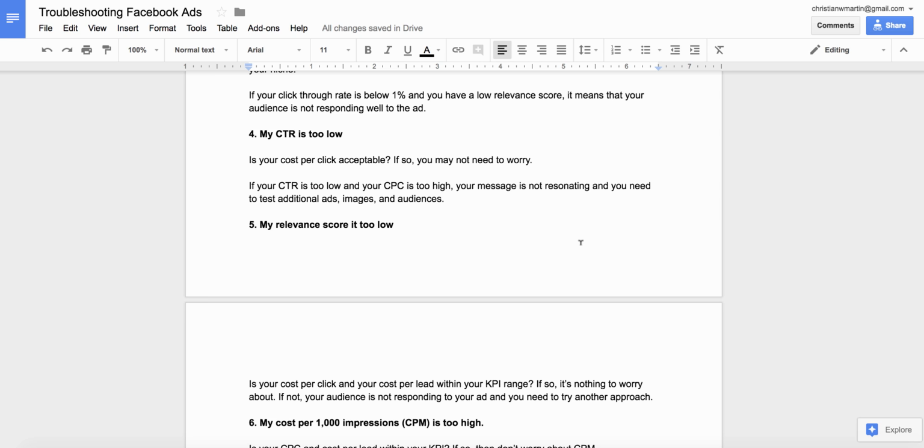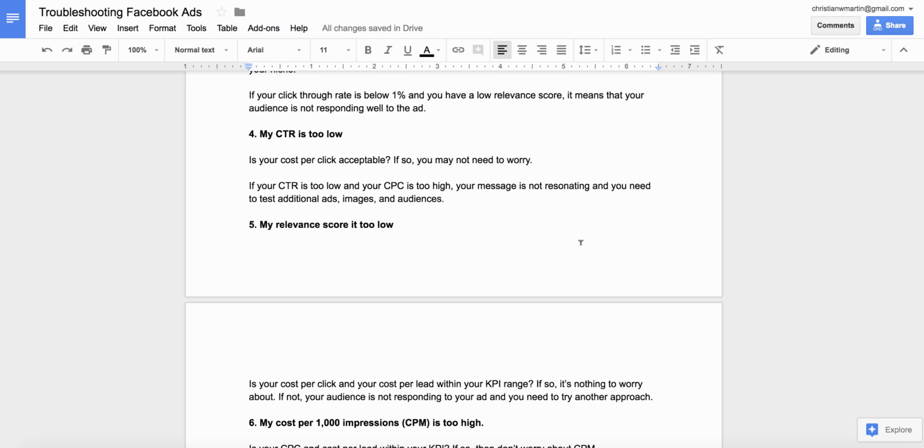Next, my click-through rate is too low. So let's say you have less than a 1% click-through rate. Is your cost per click acceptable? Is it within your target KPIs, key performance indicators? If so, don't worry about it, right? Our ultimate measure is revenue into the business, and we can trace that back to cost per lead usually for most of the campaigns we're running.